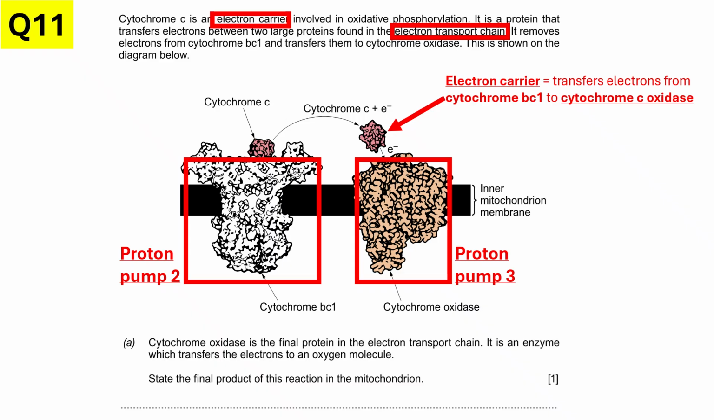And we know oxygen is the final electron acceptor. So the oxygen would actually pull the electrons through cytochrome C oxidase at the bottom, proton pump 3, and it would combine them with some protons, and that's going to make molecular water, which is the final product, isn't it, of oxidative phosphorylation. Now it says state the final product of this reaction in the mitochondrion. So we can just state H2O or water.